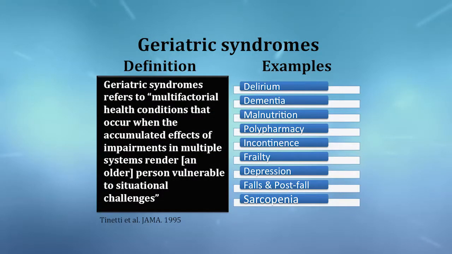So the definition of geriatric syndrome is a multifactorial health condition that occurs when the accumulated effects of impairments and multiple symptoms render an older person vulnerable to situational changes. And specific known geriatric syndromes include delirium, dementia, malnutrition, polypharmacy, incontinence, frailty, depression, falls and post-falls, and sarcopenia.